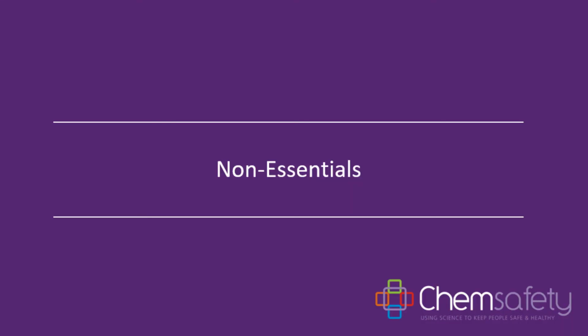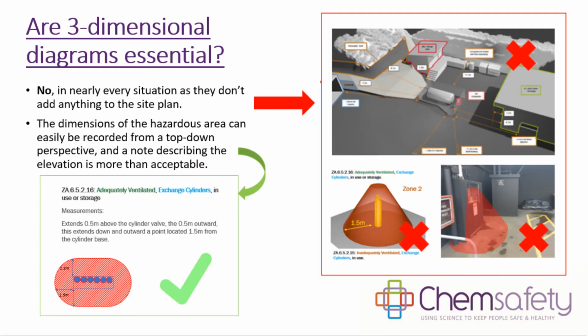Section 5. Non-essentials. Are three-dimensional diagrams essential? No, in nearly every situation these don't add anything new to the site plan. The dimensions of hazardous areas can easily be recorded from a top-down perspective, and a note describing the elevation is more than acceptable.